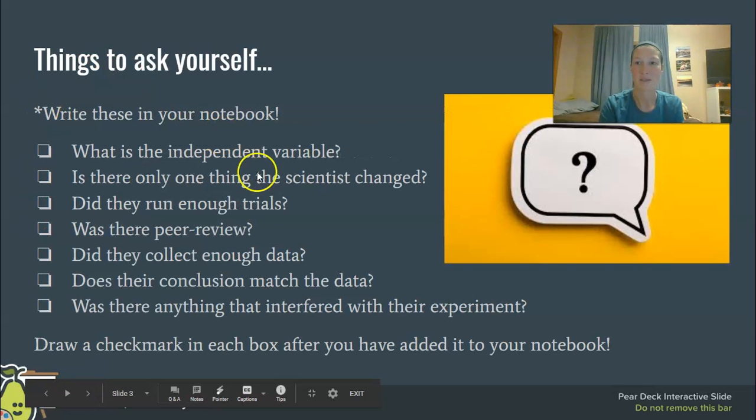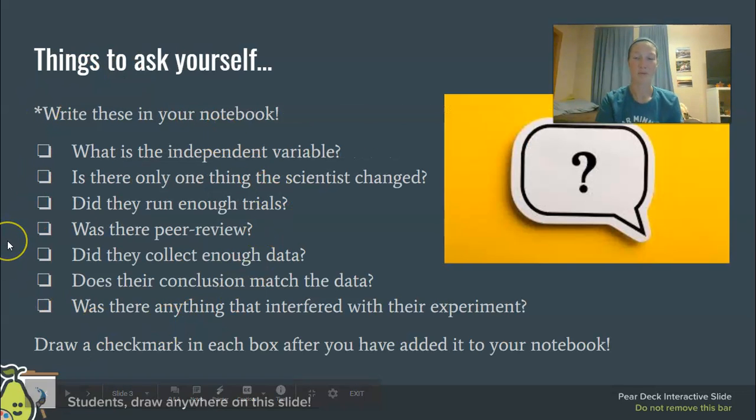Then this is really the slide I wanted to explain before we dive into your work for the day. Things to ask yourself when you are reading about an experiment, when you are looking at an experiment: you should start to ask yourself these questions. These are ones I actually want you to write in your notebook. You can put at the top of your notebook "experiment questions" and then make this little checklist. On the Pear Deck, you can just draw a little check mark in each of the boxes when you are done writing.